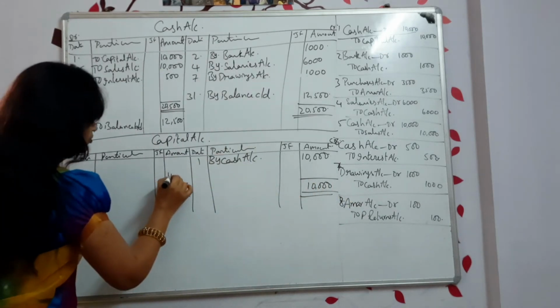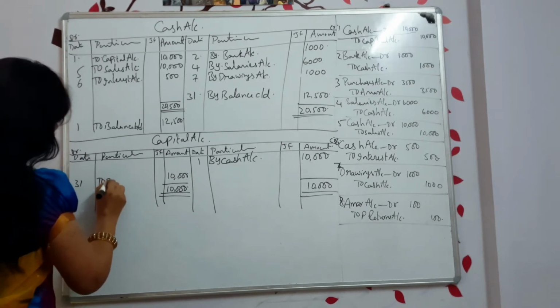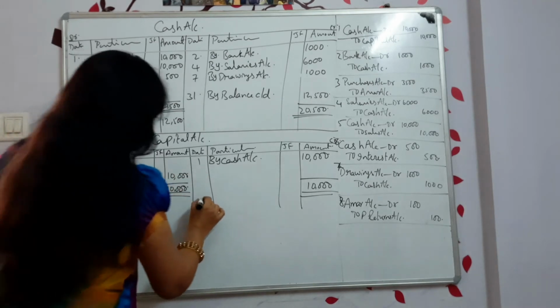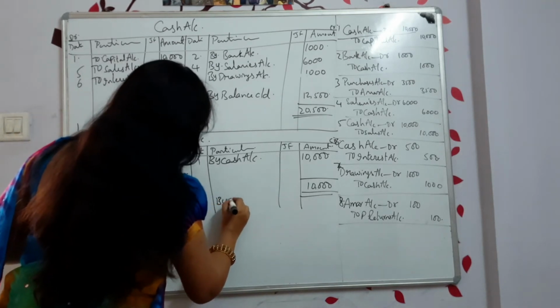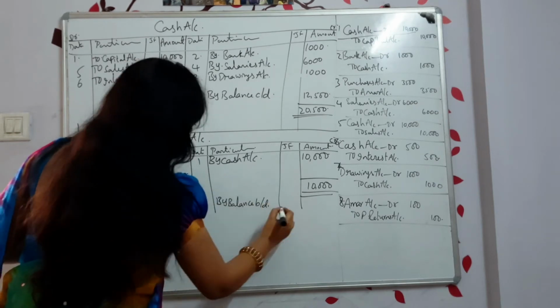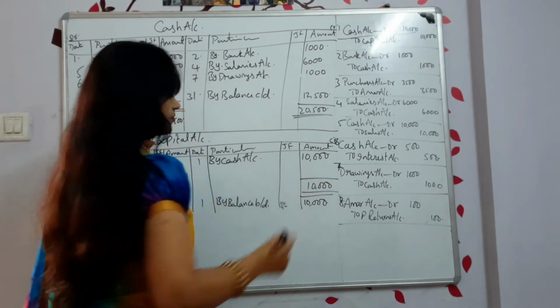Debit side nothing is there. So I can write down directly 10,000. When I have to complete on 31st, balance carried on. Again on the next month first, by balance brought down. How much? 10,000. Sorry, here. Clear?